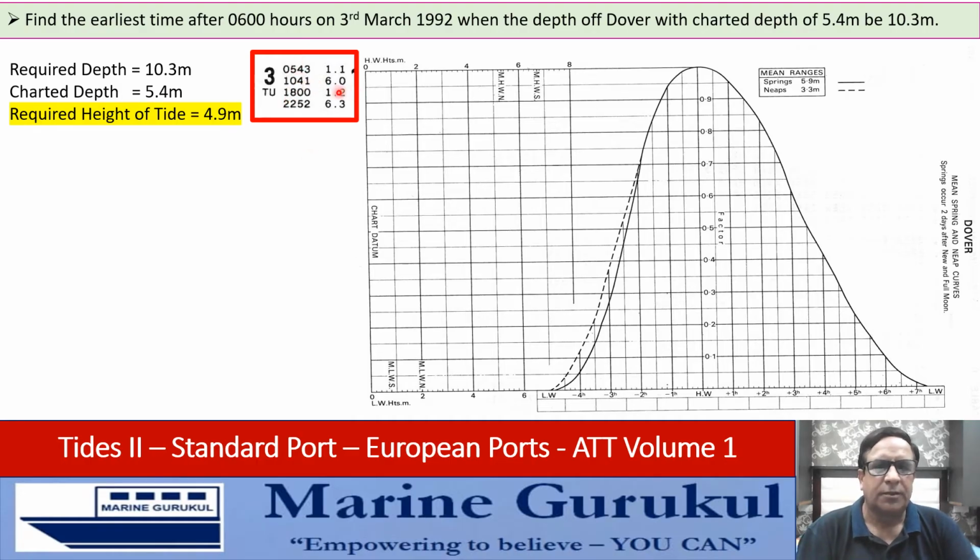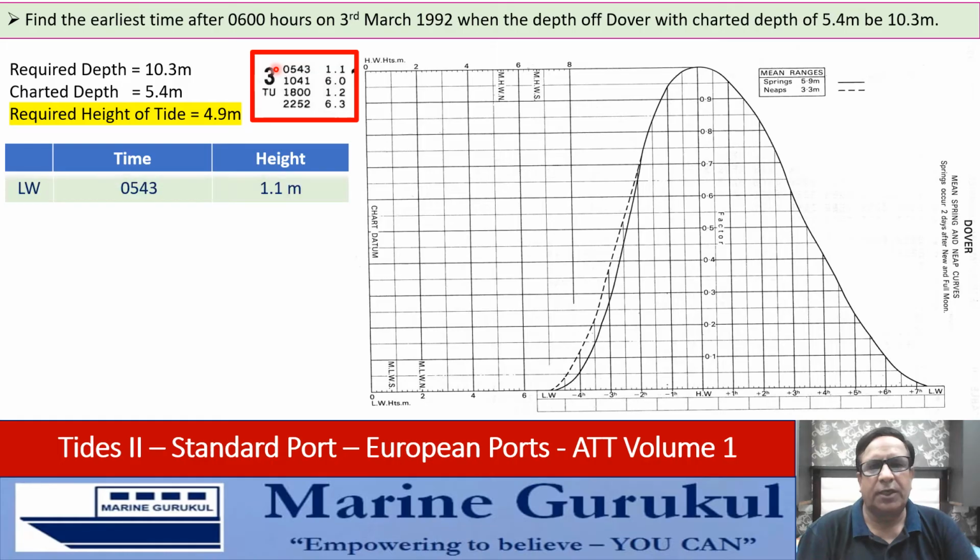we are looking at is the time when the required height of tide shall be 4.9 meters, between the low water at 5:43 and high water at 10:41. So these two would be the tides of interest. So we have the low water at 5:43. Height of low water tide is 1.1 meters. We have high water at 10:41 with height being 6 meters.